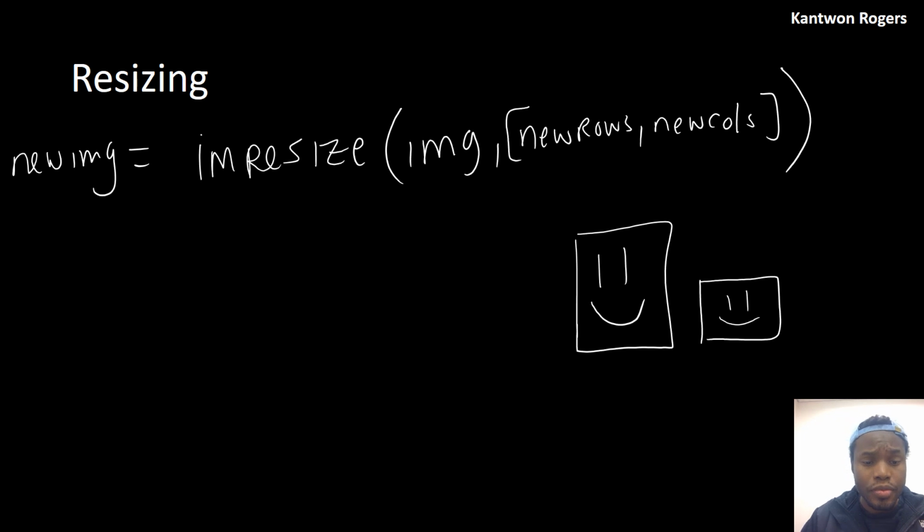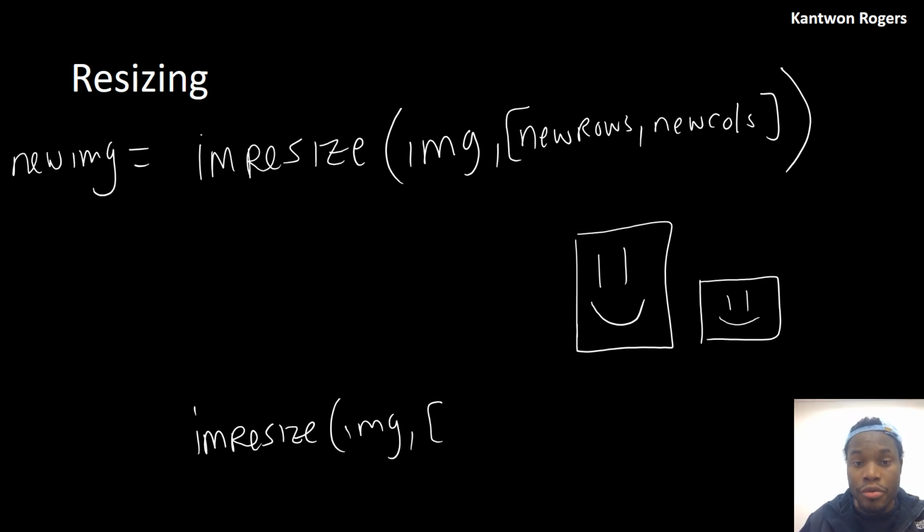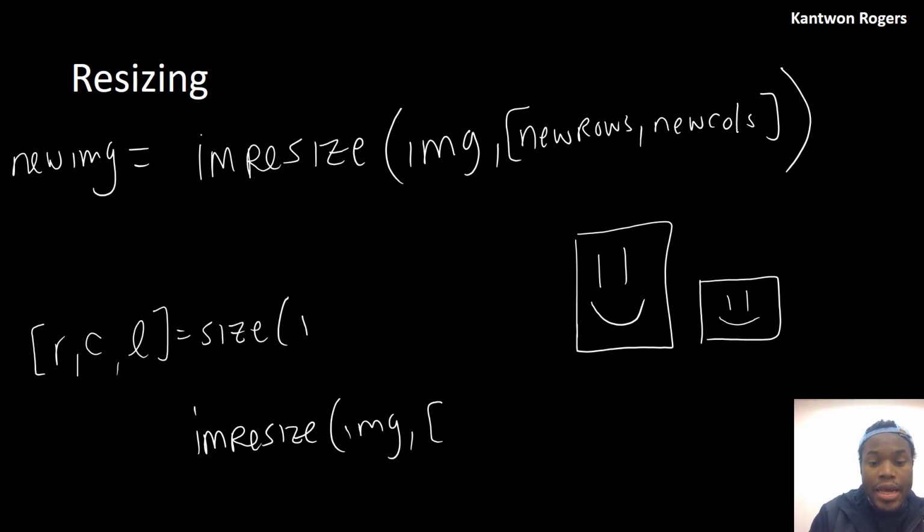And so let's think about how this would happen. In my imresize, it takes in the image, and I need to have the new number of rows and the new number of columns. However, the new number of rows and columns depends on the original number of rows and columns, right? So it would be useful if I figured those out first. I can do that using the size function. The size function now has three outputs: the rows, columns, and then the number of layers. And it takes in my image.